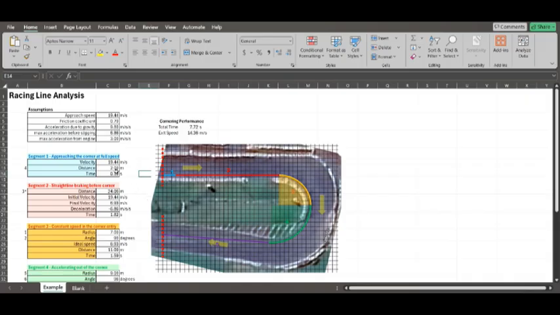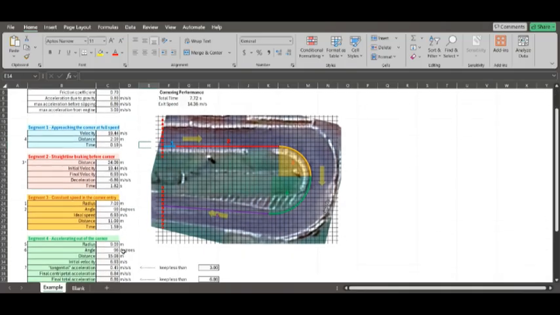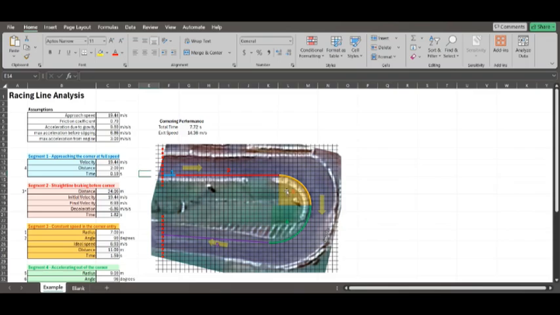So the analysis of this spreadsheet is going to analyse this line segment by segment. You can see I've got 5 segments there. And for each segment, we're going to work out the velocity and the distance and the time and all that stuff. Some are more complicated than others, for example, the circular paths.